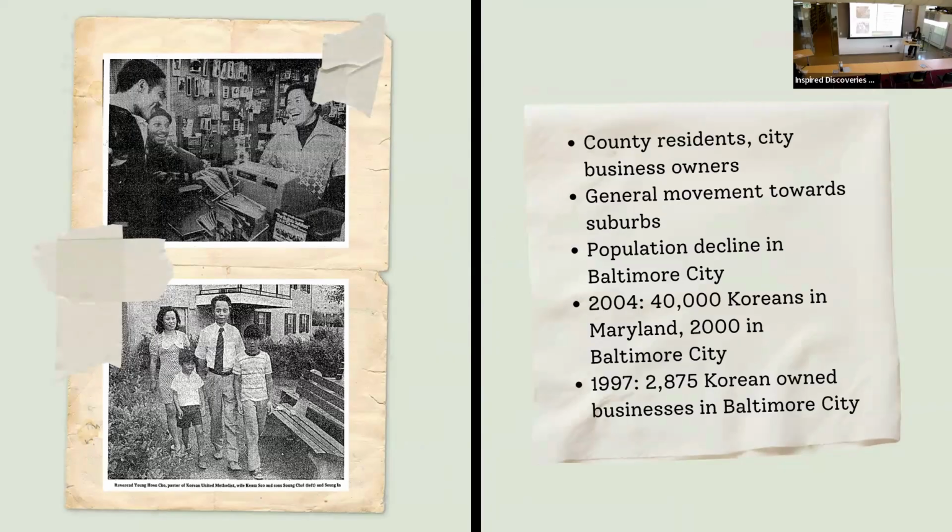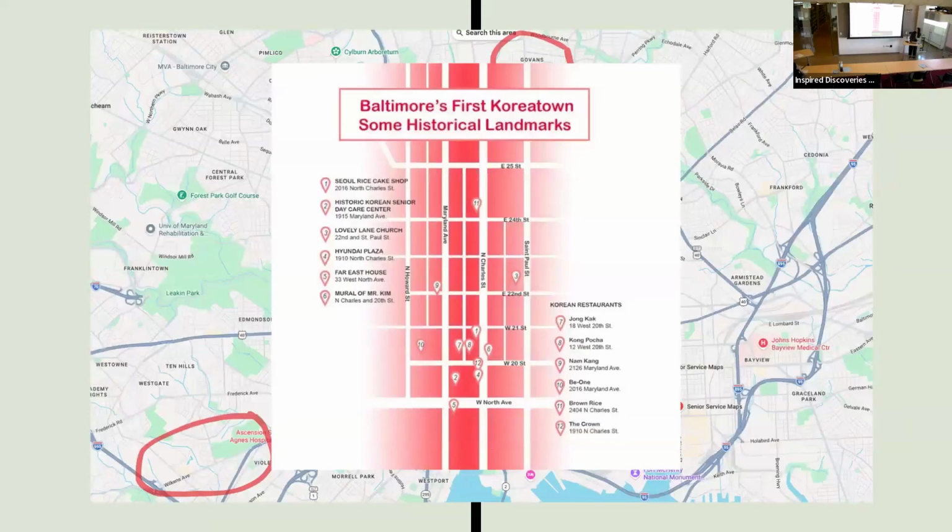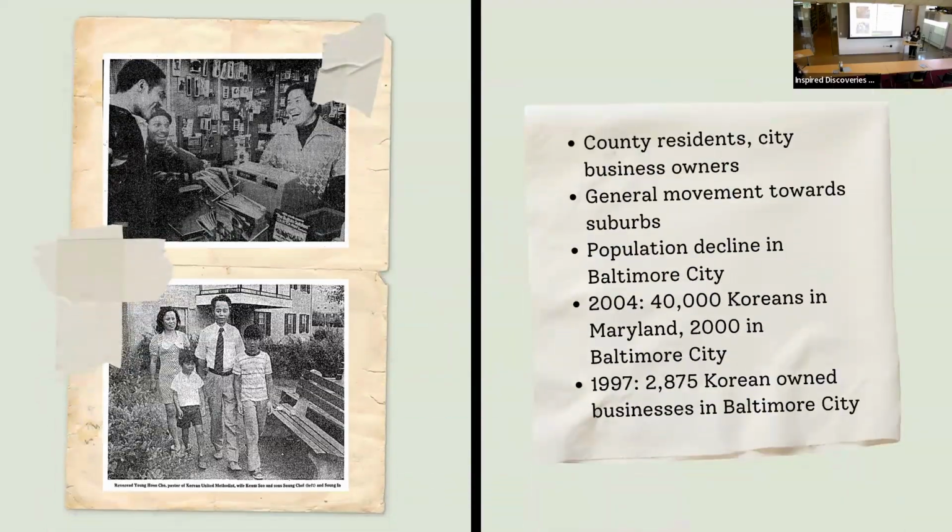So, in 1997, only half of the Korean-owned grocery stores in the city had any employees, and those who did averaged fewer than 3.